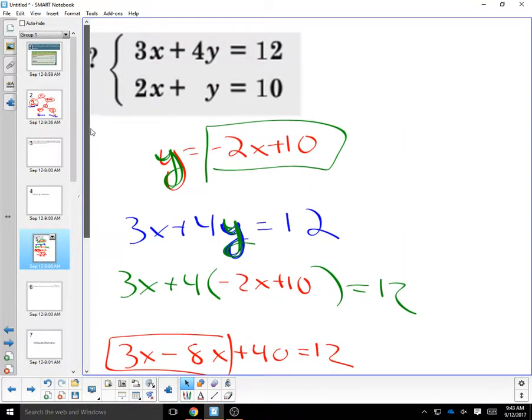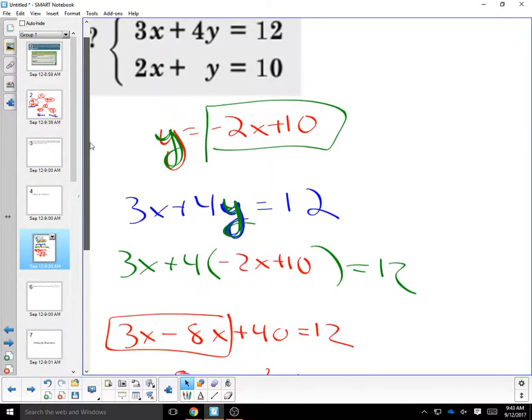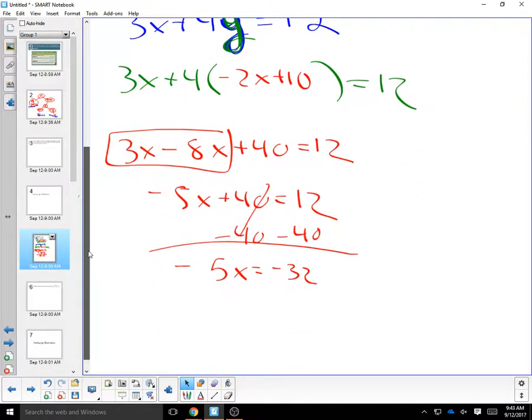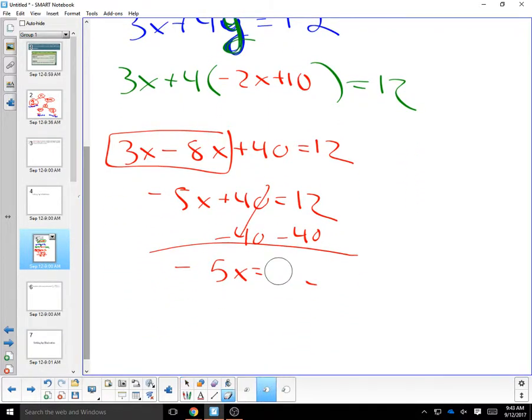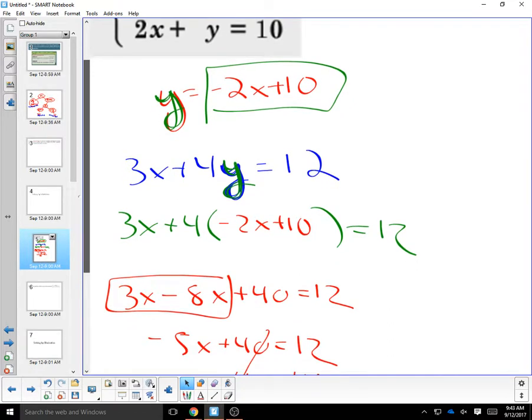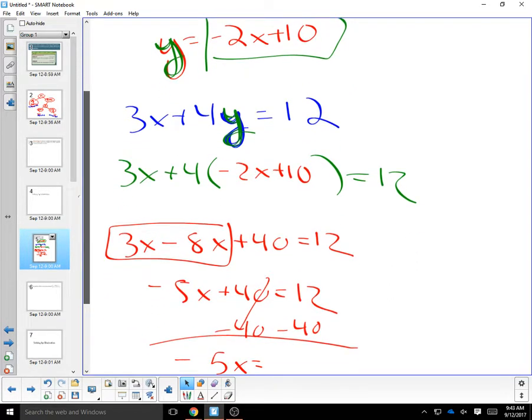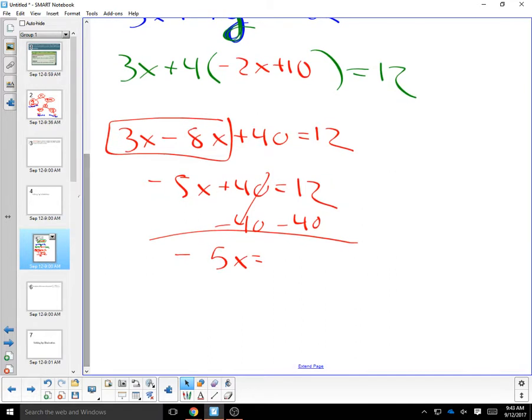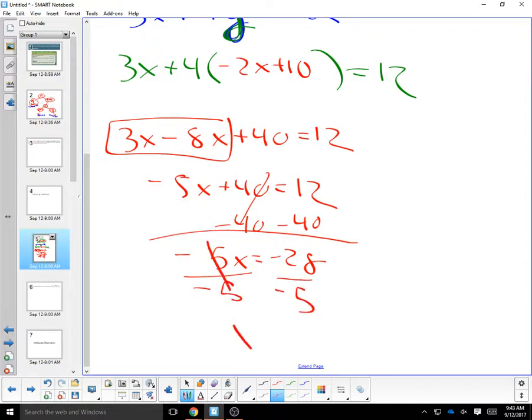Oh, I had to make a mistake. Where did I make my mistake? Let me go back to the top. I switched over the 2x, right? That's okay. 3x plus 4y is 12. I plugged in negative 2x plus 10, negative 8. No, that's right. What is this? Negative 20. Here's what I mean. I have to divide by negative 5, right? So that means that x has a value of 5 3/5.